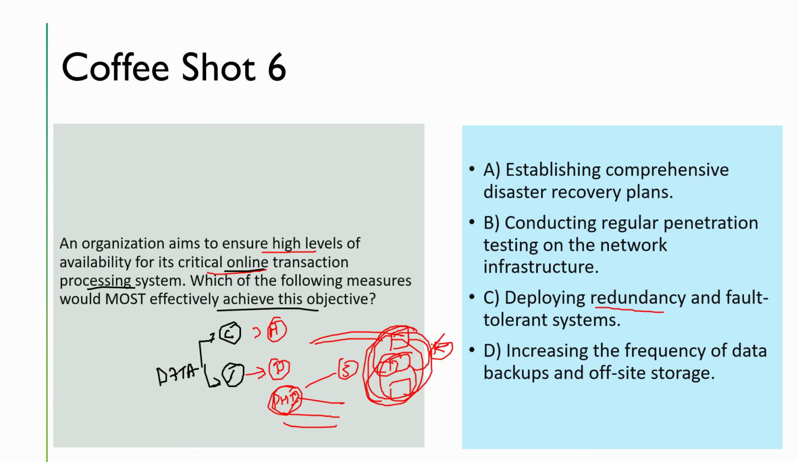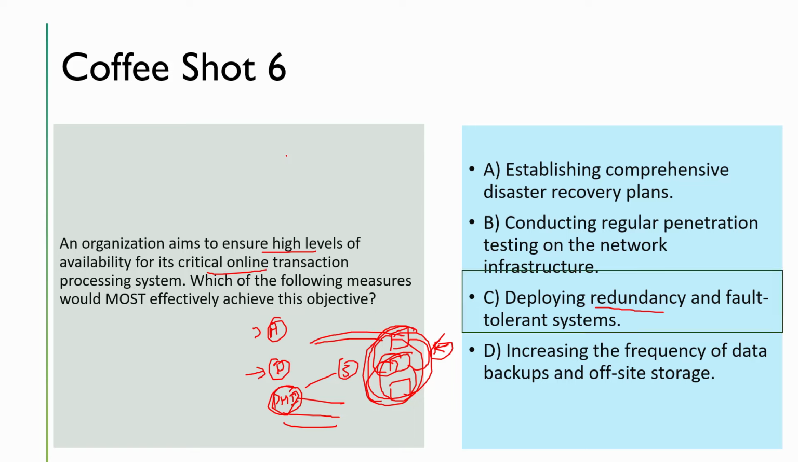D says increasing the frequency of data backup and offsite storage. D makes sense when you're talking about the backup concept, and we are not talking about backup here. That is the reason the closest answer is C for Charlie, deploying the redundancy and fault tolerance system. Let's move to the next coffee shot.